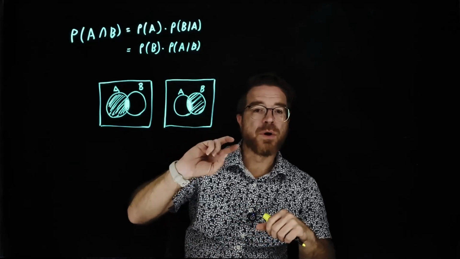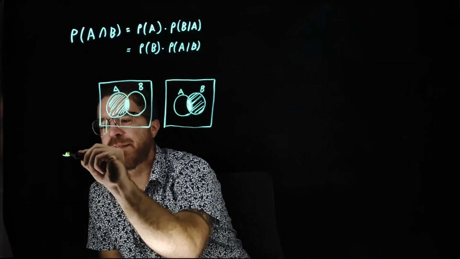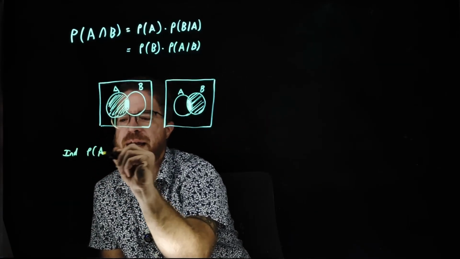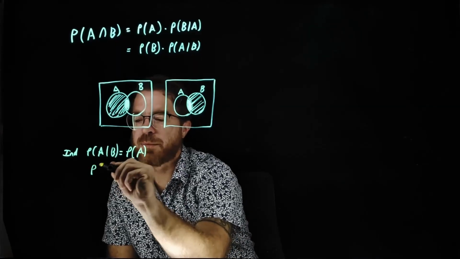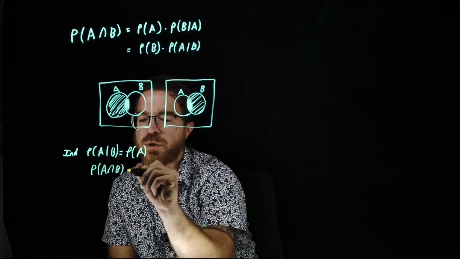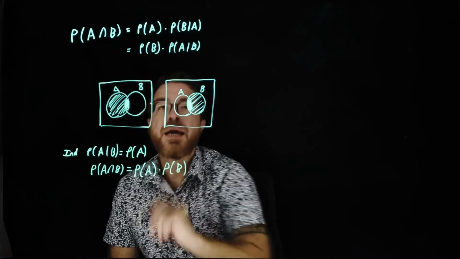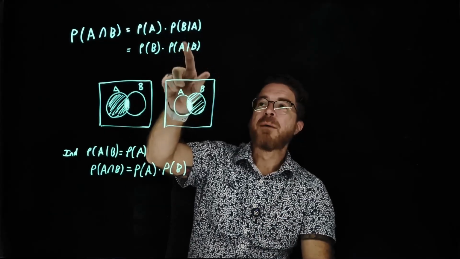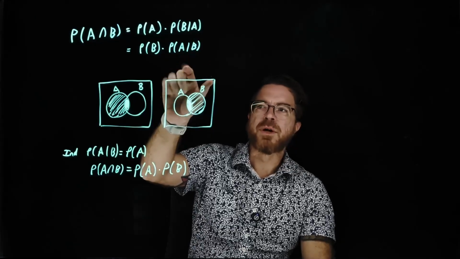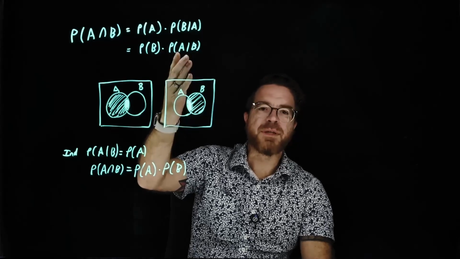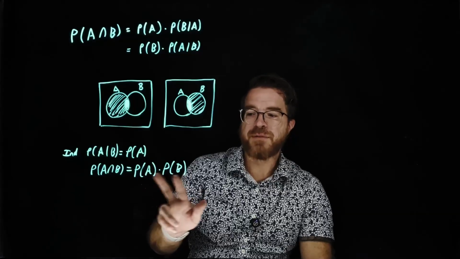If this question were flipped and it was saying that they were independent, in which case the probability of A given B would just be the probability of A, then the probability of A and B would just be the probability of A times the probability of B. This is because the probability of B given A would just become the probability of B, and the probability of A given B would just become the probability of A. So if they're independent, it would be just the probability of A times the probability of B.